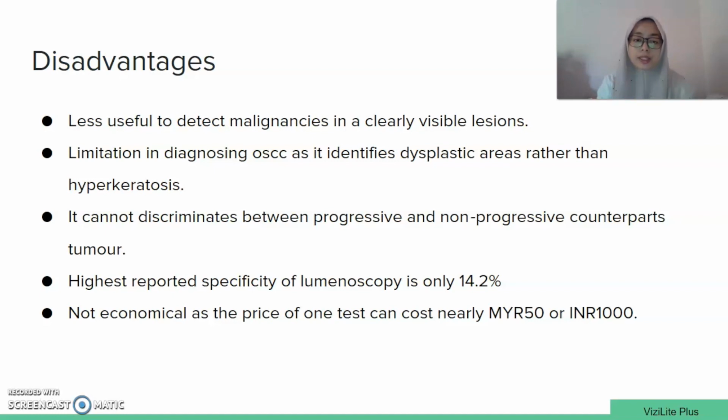It also cannot discriminate between progressive and non-progressive counterpart tumors, and the highest reported specificity of luminoscopy is only 14.2%, which is quite low. It is also not economical, as the price of one test can cost nearly 50 ringgit or 1,000 rupees. Other tests can be found that are cheaper in price.